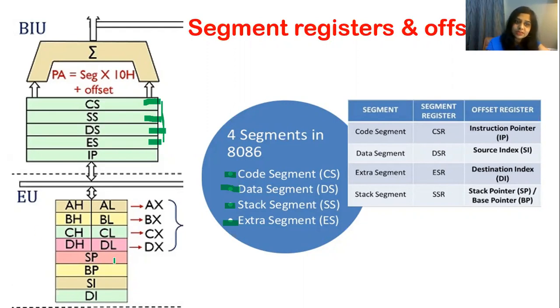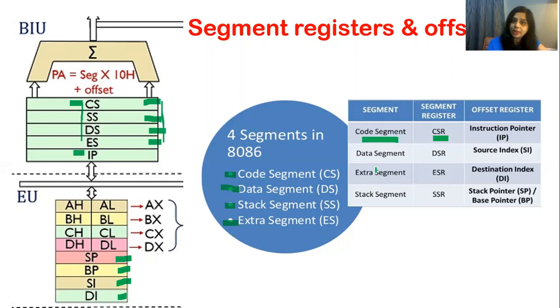And these 4 registers, that is stack pointer, base pointer, source index register and destination index register, are also 16-bit registers. These are used to hold the offset. What is offset? Offset is the distance of the required location from the base location. These registers will hold the base location, and these registers will hold the distance of the required memory location from the base location. But these combinations are fixed. That means if we want to calculate the address of code segment memory, then the combination is CSR and IP.